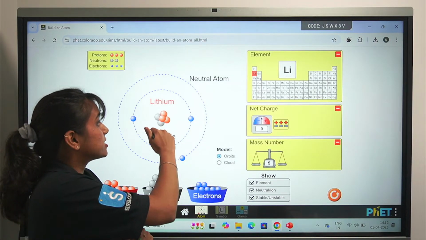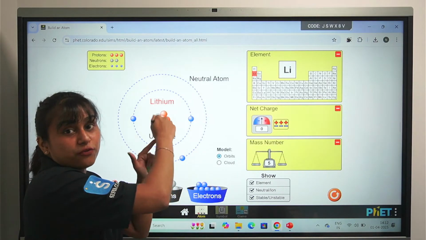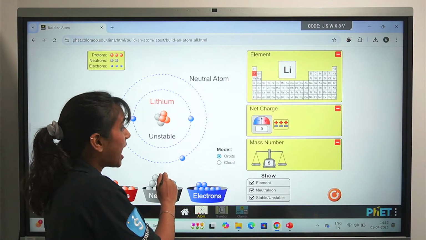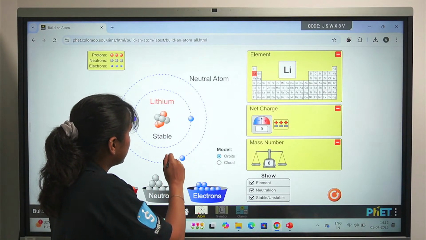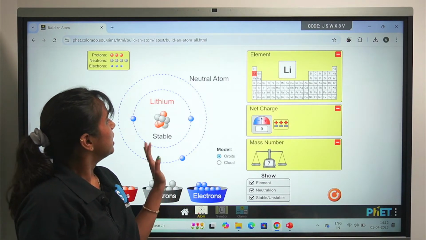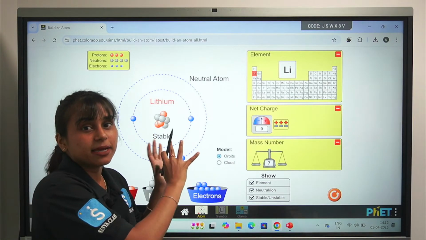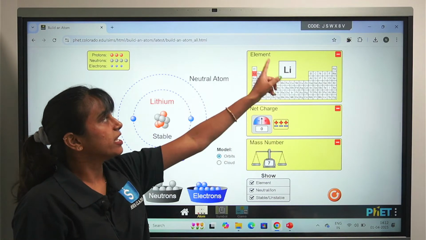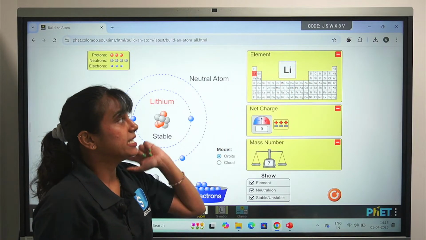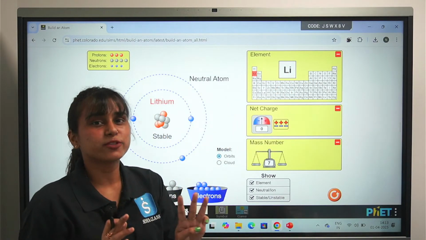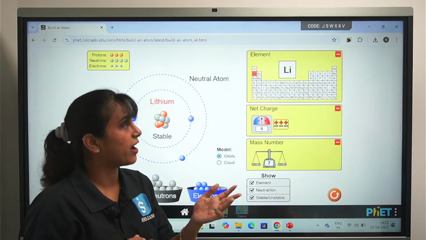And now the nucleus is unstable because look at the ratio of protons and neutrons. Let me add neutrons. So now the lithium atom is stable. Now we learned from hydrogen, helium, lithium. We learned about 3 isotopes of hydrogen.